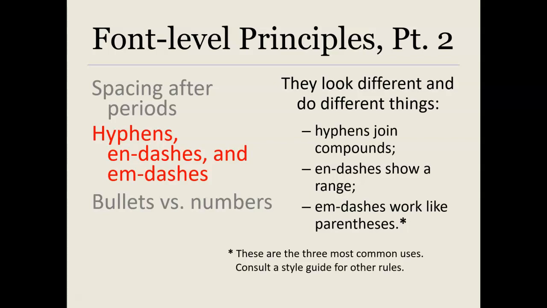And there are actually more uses for all these things, hyphens, N dashes, and M dashes. There are all sorts of possible special things that can be done with them. But if you want to consult a style guide, for example, the Chicago Manual of Style is a very good one. You can find all sorts of fun, interesting things to do with them. But for our purposes, we're going to use hyphens to join compounds, N dashes to show a range, and M dashes to work like parentheses.